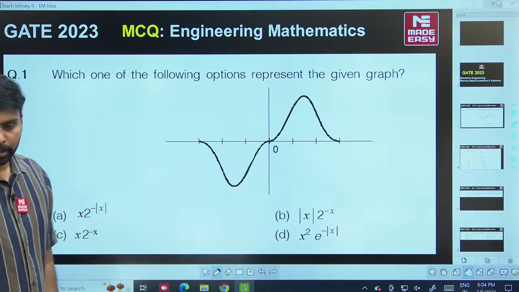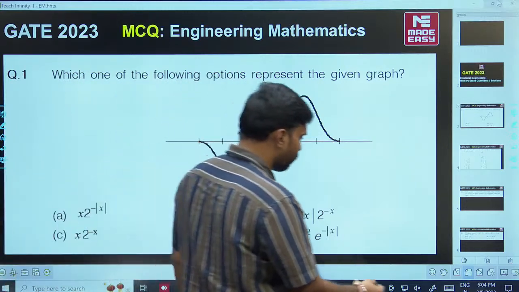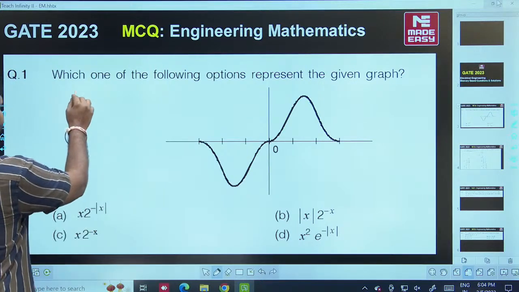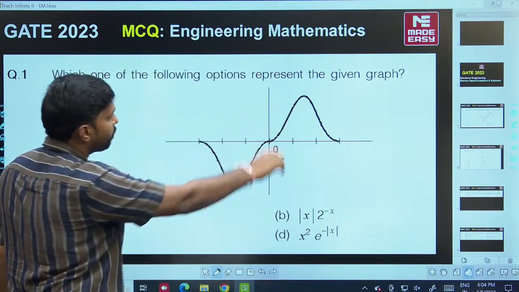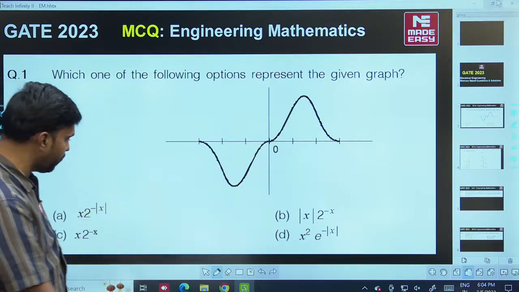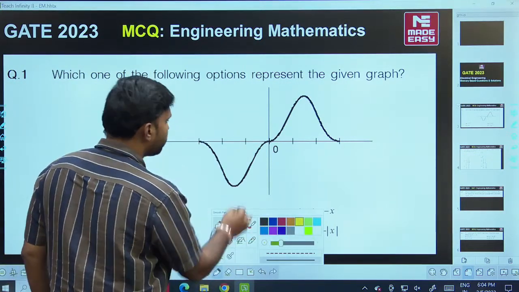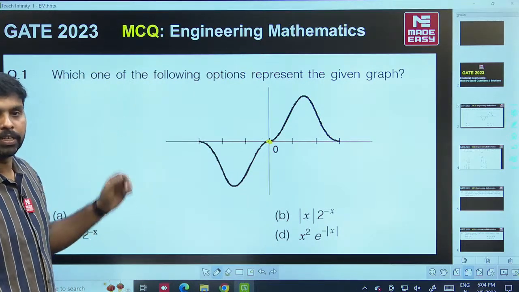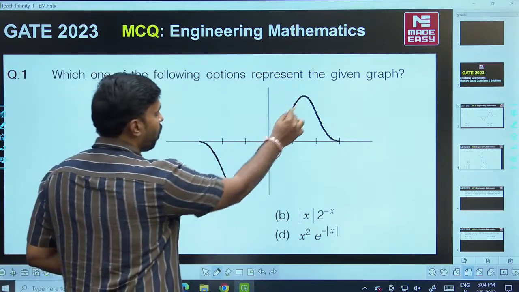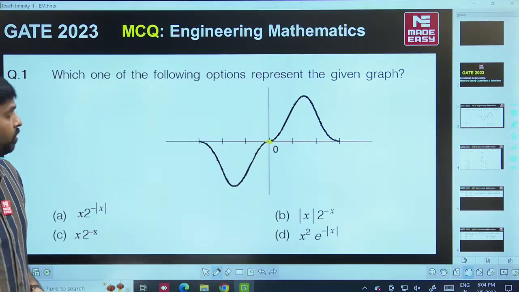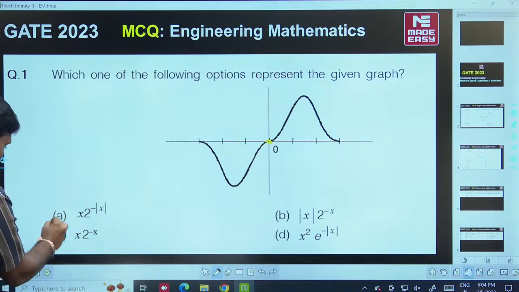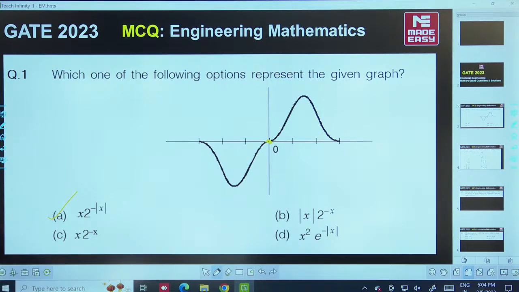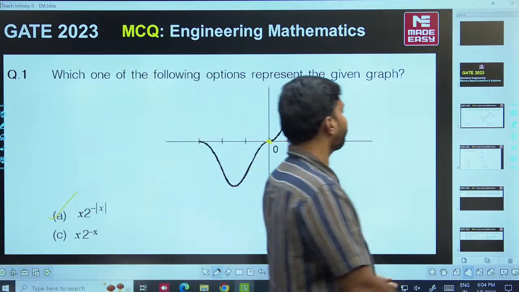See, the questions were a little bit different, and some questions you can do straight away. Here in this question, which one of the following options represents the given graph? You can see very clearly that this particular graph is symmetric about the origin. Symmetric about the origin means it is an odd function, and this is the only odd function among the options. Therefore the option is A, so the answer for this question is A.